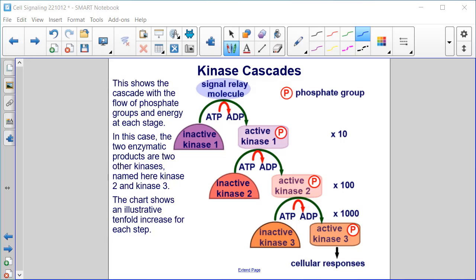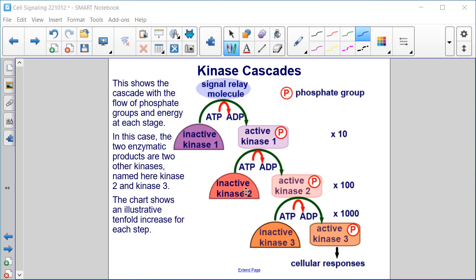This shows the cascade with the flow of phosphate groups and energy at each stage. In this case, the two enzymatic products are two other kinases, named here kinase 2 and kinase 3. The chart shows an illustrative tenfold increase for each step. So if we have our signal relay molecule, maybe it's cAMP, we take an inactive kinase and an ATP molecule, we get a phosphorylated active kinase 1.